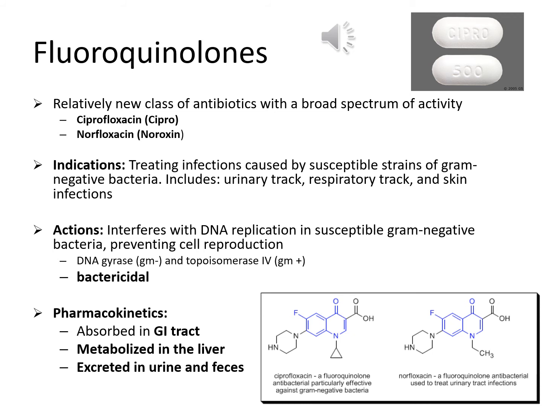Since they make really abnormal DNA, they're bactericidal, right? The cells actually die from the effects of fluoroquinolone antibiotics. Pharmacokinetics: these are absorbed very well from the GI tract. Like most other drugs, they're metabolized in the liver, and they're excreted in both the urine and the feces. So both of those routes of excretion are important for these particular antibiotics.